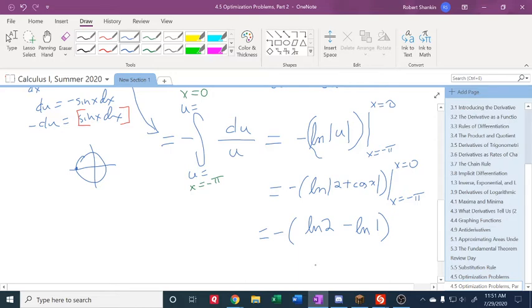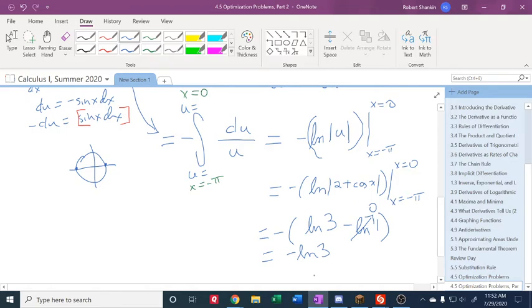For the natural log of 2 plus cosine 0, would that cosine of 0 be 1? Would it be natural log of 3? Oh, cosine 0 is 1. That's right over here. Thank you very much. Saving my butt today. And this is 3, not 2. Alright, so now the natural log of 1: e to what power is 1? e to the 0 power. So this is just negative natural log 3.